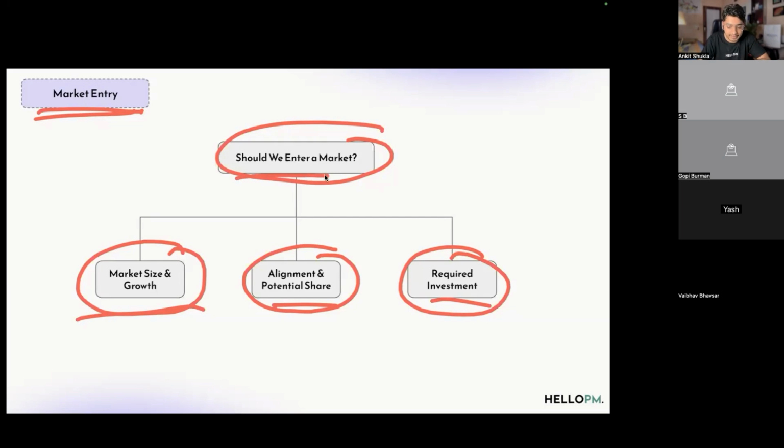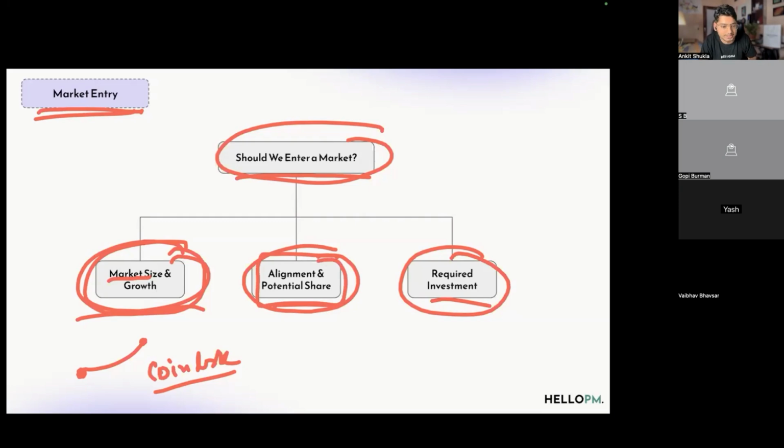So should we enter a market or not? It depends upon the size of the market and how well the market is growing. Sometimes it is possible that right now the market is very small, but it is going to grow. For example, when CoinDesk was created around 2012-13, the crypto market was very small, but now it has grown to a particular extent. When Zomato acquired Blinkit, the quick commerce market was very small, but now it has grown. So it does not only depend on the current size of the market, but also on its potential to grow. Similarly, alignment and potential share.